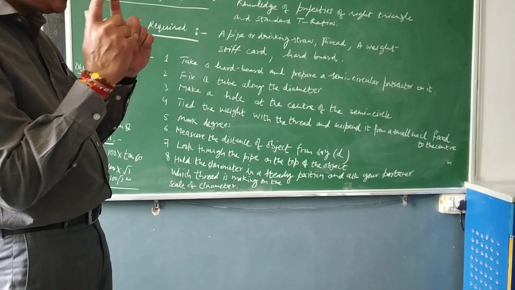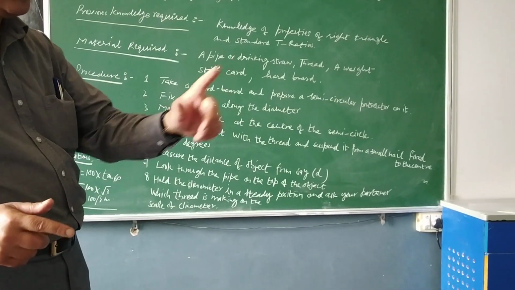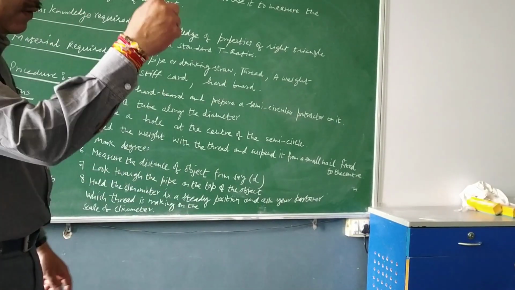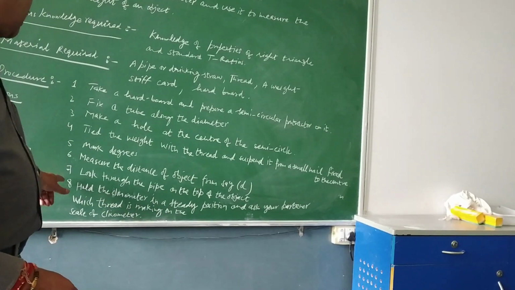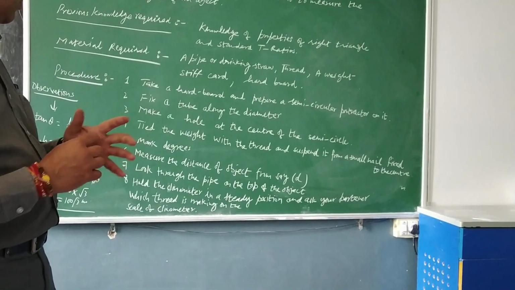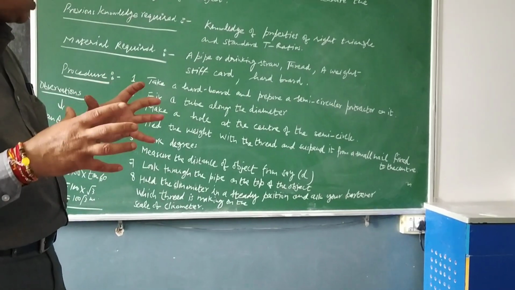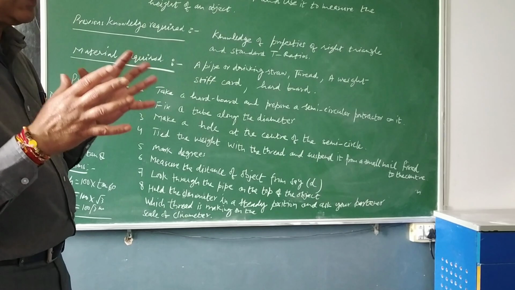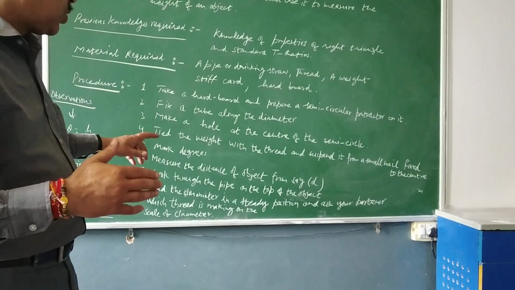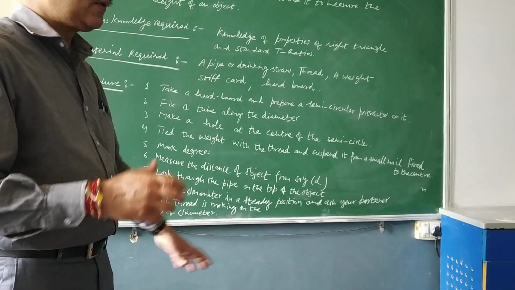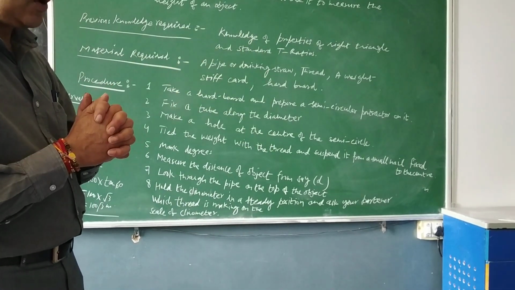After that, I have to use the clinometer; I will be giving you the demo afterwards. Look through the pipe at the top of the object, hold the clinometer in a steady position, and ask your partner which mark the thread is making on the scale. You need to record that particular angle. So these are the 8 steps you have to follow to find the height of the object.